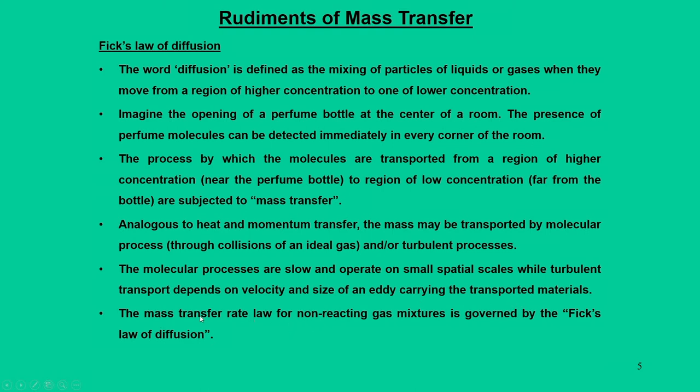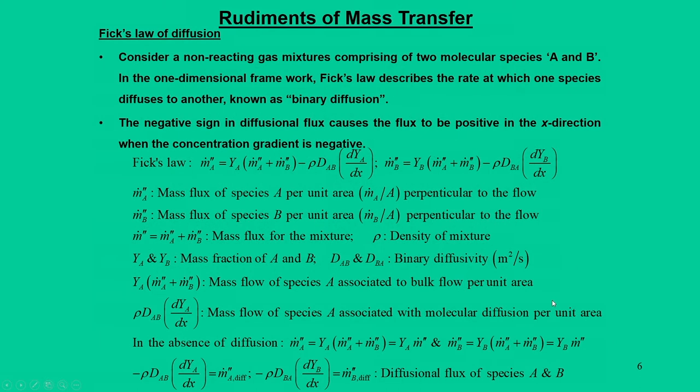The mass transfer rate law for non-reacting gases is generally governed by Fick's law of diffusion. So, mathematically, how do we quantify this Fick's law of diffusion? Consider a non-reacting gas mixture that comprises at least two molecular species, A and B.